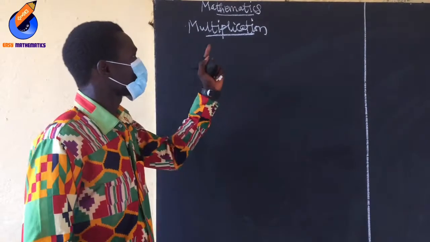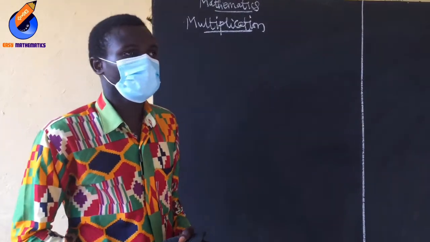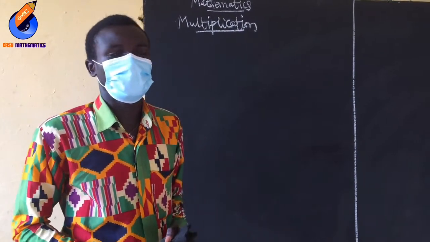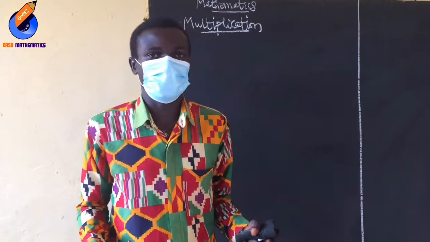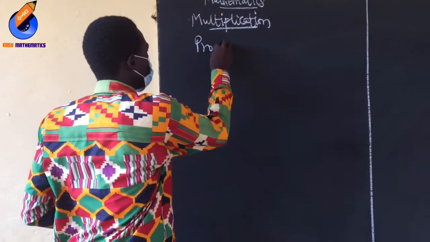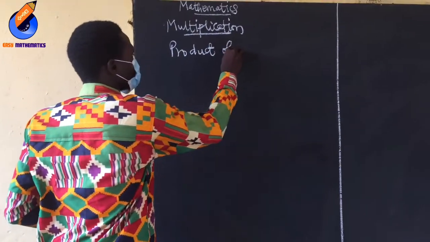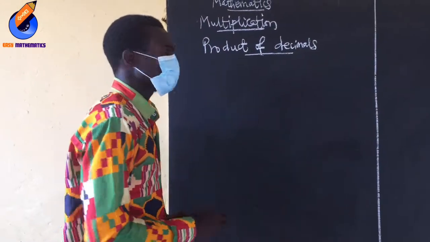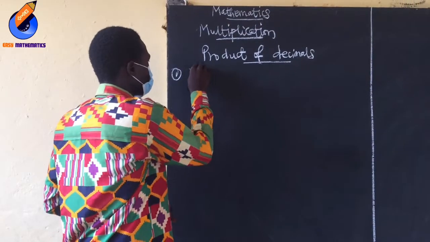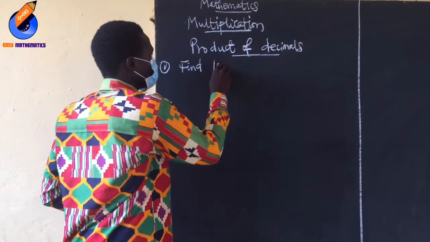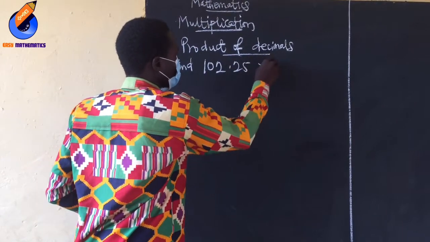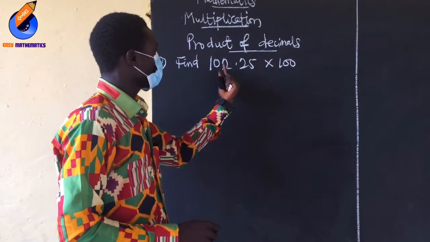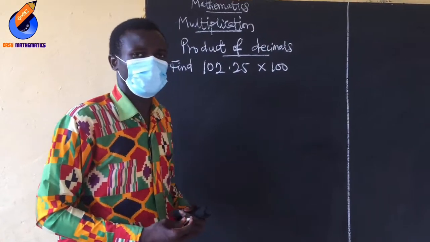Today, we want to look at multiplication. And under multiplication, we want to look at multiplying decimals with numbers like 10, 100, and 1,000. So, I want to look at products of decimals. So, let's say we have to find 1.0225 times 100. When you have to multiply 102.25 times 100, what do you have to do?